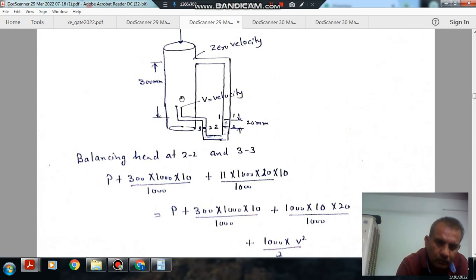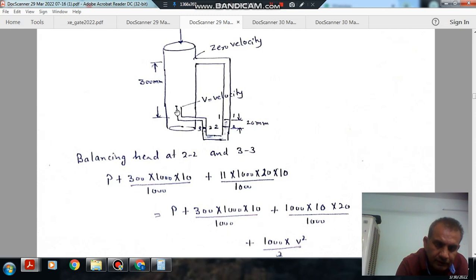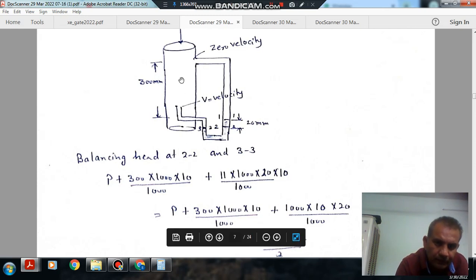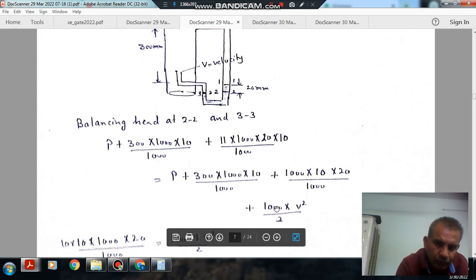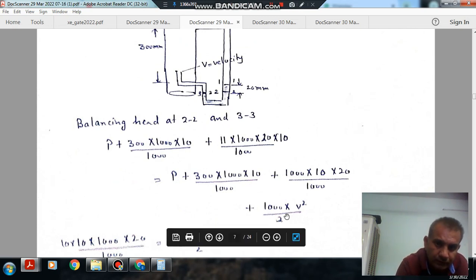Now on the left limb, the pressure P plus this 300 mm head will act: P plus 300 into 1000 into 10 divided by 1000. So this is up to this level, and there is one more pressure due to the velocity of the fluid, that is dynamic pressure, rho V square by 2. Rho is 1000 and V square by 2. So this is the dynamic pressure. This will also act.